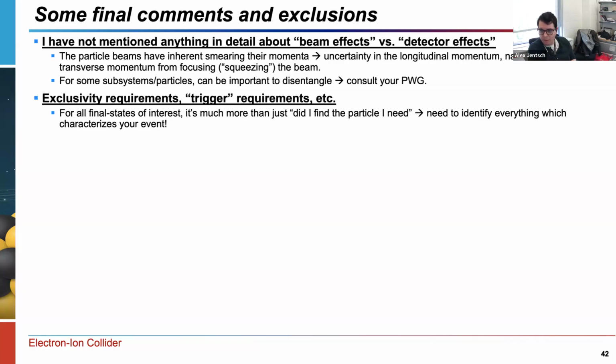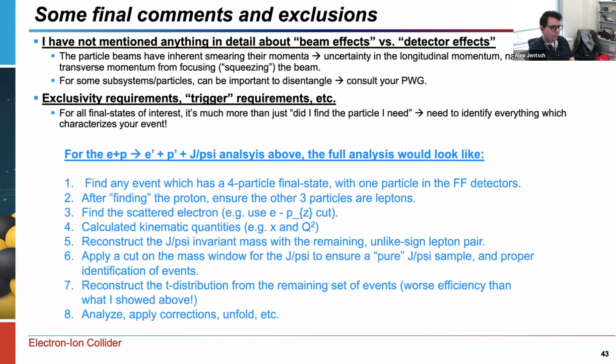And so to amend the process that we talked about earlier, the full analysis would look something like this. You first would find any event with a four-particle final state, right? So you have a scattered electron, a scattered proton, and then the J-psi to lepton pair final state. So that's four particles. So I would start by finding the proton because that's easy. It's either going to be there or not in the far-forward detectors. It's the only thing that could be there. And then you have to check after you found it that the other three particles are indeed leptons, and then you first should be finding the scattered electron because that's the most important thing for anything we do in DIS.